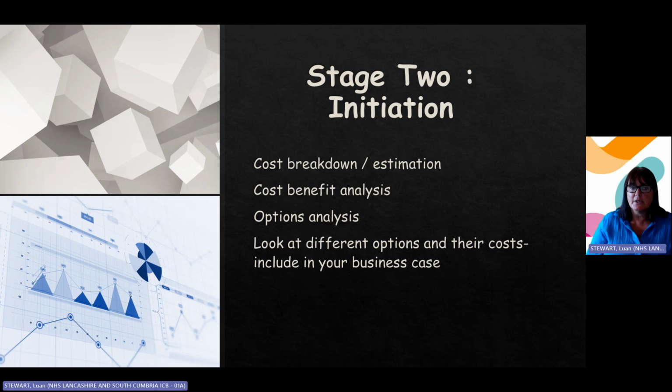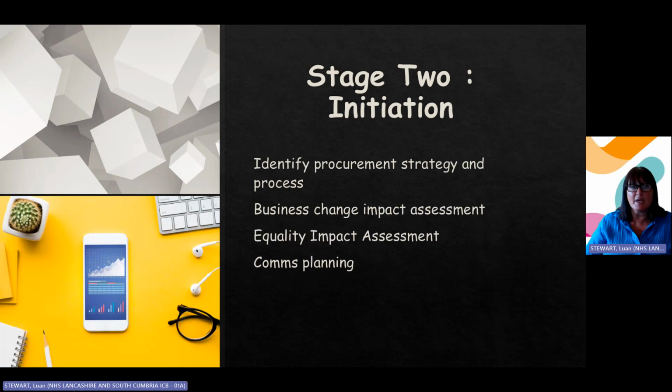You need to do an options analysis. So have a look at different ways you could do things and work out the best ways. Look at those different options, how much they all cost, and include that within your business case. So there are different variables. Don't just get tunnel visioned into the way you would like it to work. And that's why we have meetings and we involve a team, because different people have different ideas. And some of those ideas are really good and they can help you.